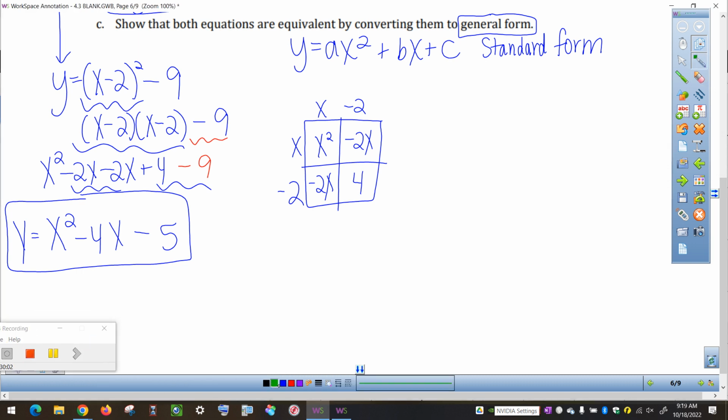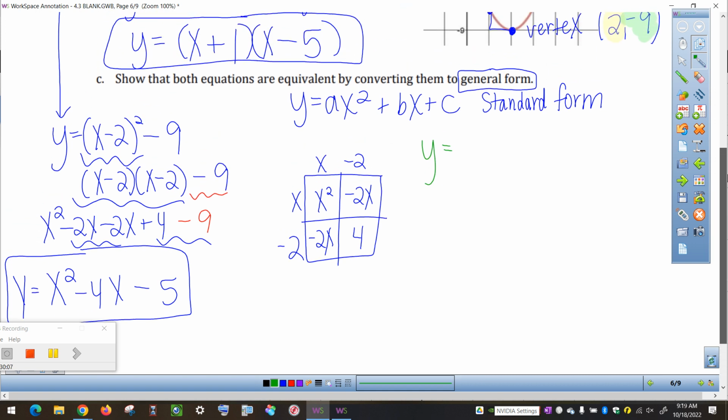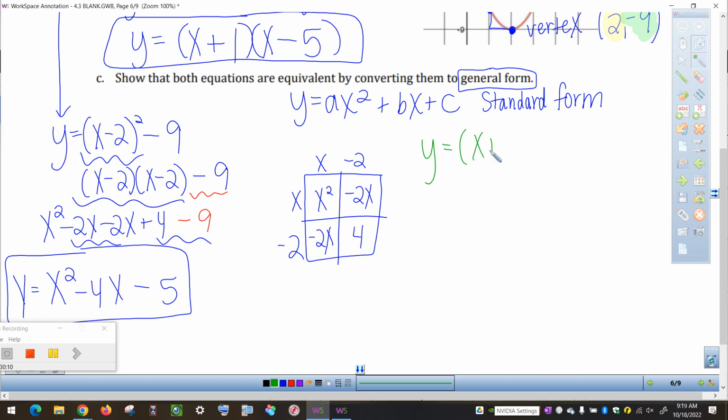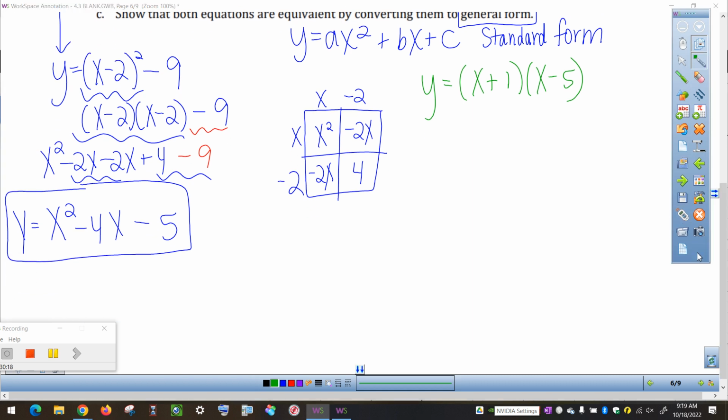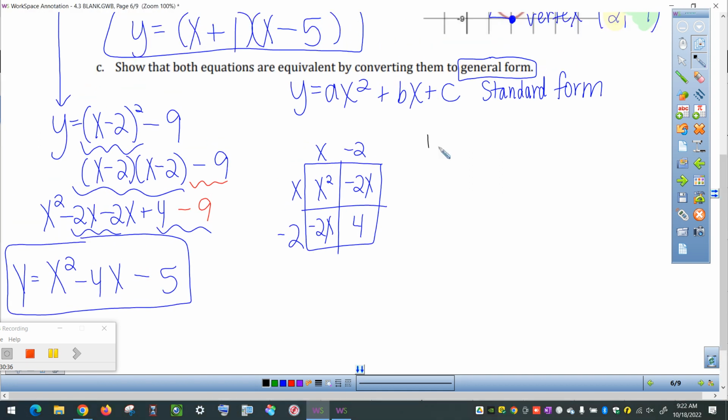Okay, now we want to turn the equation that we got in part B into standard form. So let's copy that down. That was x plus 1 times x minus 5. Okay, so because I modeled the box method on the first one, I'm going to multiply this next one out with FOIL. So we know that we're either doing the box or we're doing FOIL, because we have 2 terms in the first parentheses, we've got 2 terms in the second parentheses. I'm going to change colors here. I feel like the green is a little light. So we had x plus 1 times x minus 5.